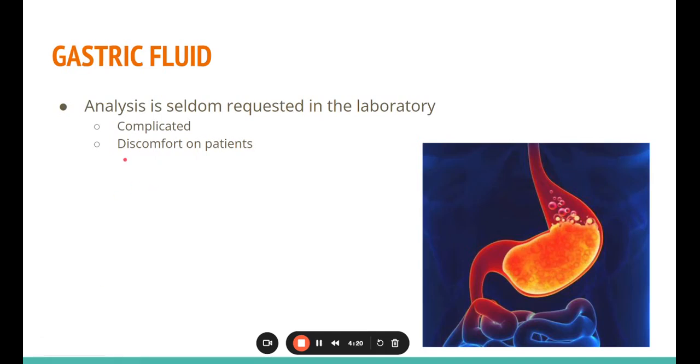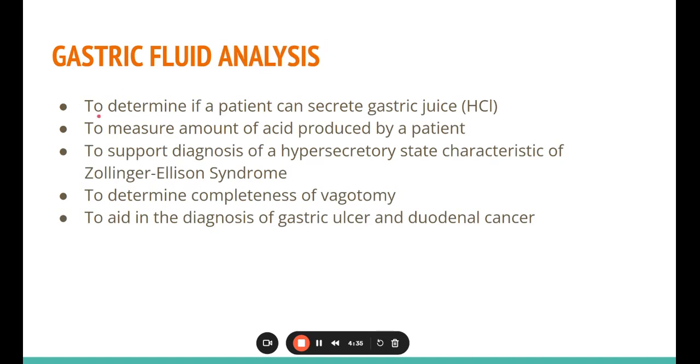Gastric fluid analysis is seldom requested in the laboratory because the collection of the said fluid is complicated and it poses a lot of discomfort on patients as it involves the use of intubation tubes. The gastric fluid analysis is done for the following reasons.